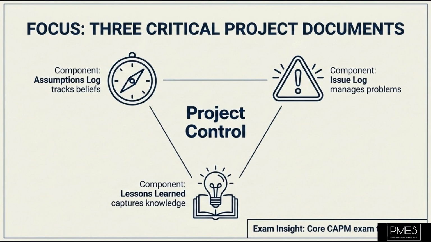Today, we will delve into 3 such critical project documents: the assumptions log, the issue log, and the lessons learned register. Understanding their purpose, content, and how they interact will significantly enhance your ability to manage projects effectively and prepare for your Certified Associate in Project Management exam. We will explore each one in detail, clarifying its unique role.